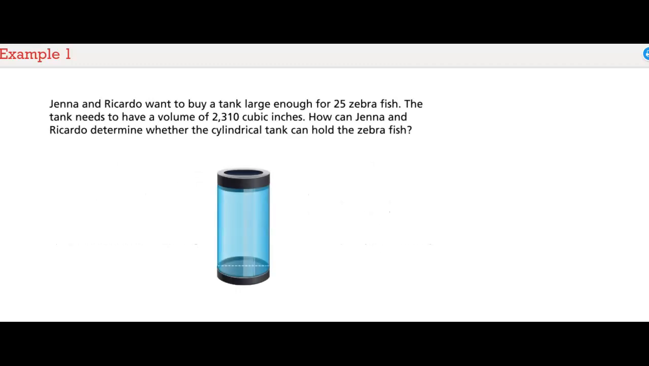Jenna and Ricardo want to buy a tank large enough for 25 zebrafish. They figured out that a tank with enough room for their fish needs to have a volume of at least 2,310 cubic inches. The tank they're considering is 48 inches tall and has a diameter of 24 inches. How can Jenna and Ricardo determine whether the cylindrical tank can hold the zebrafish?